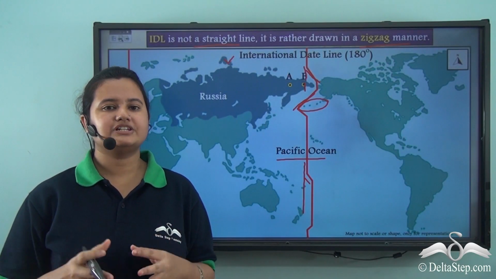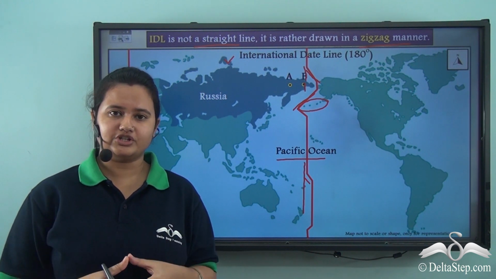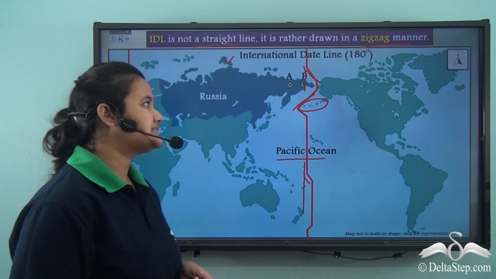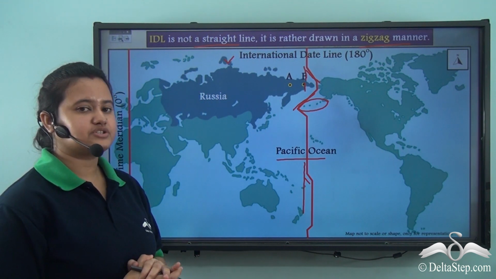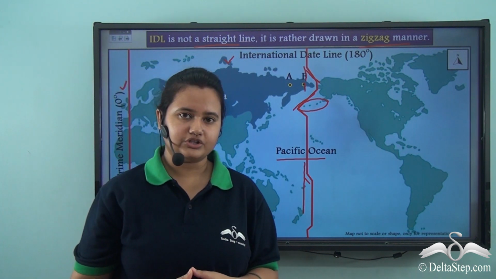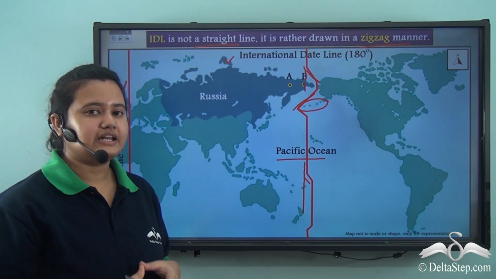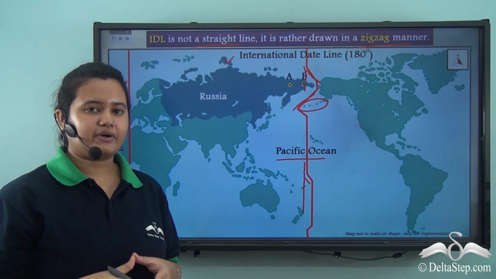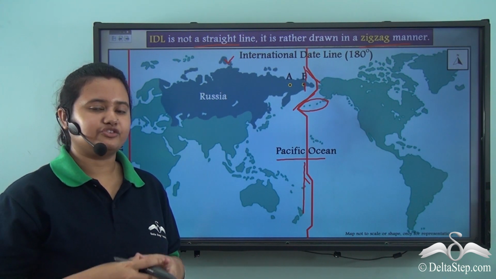So the international date line is a special longitude. It is 180-degree longitude, which lies exactly opposite to the prime meridian, or 0-degree longitude. The international date line is not a straight line and it is drawn in a zigzag manner to avoid confusion regarding dates.